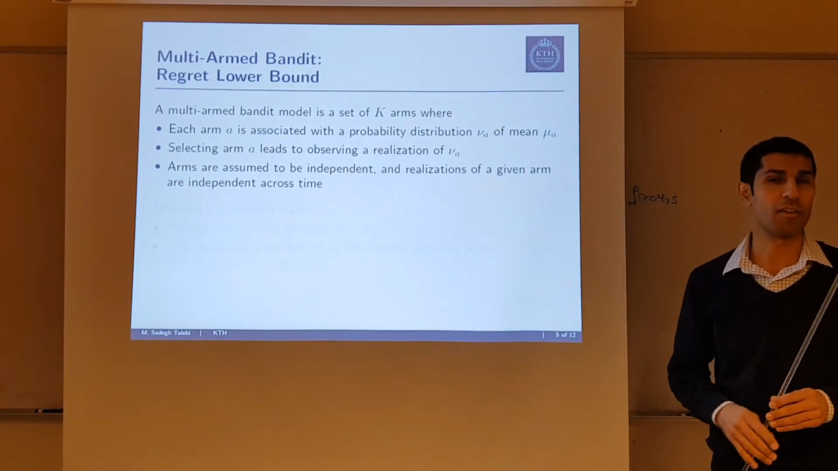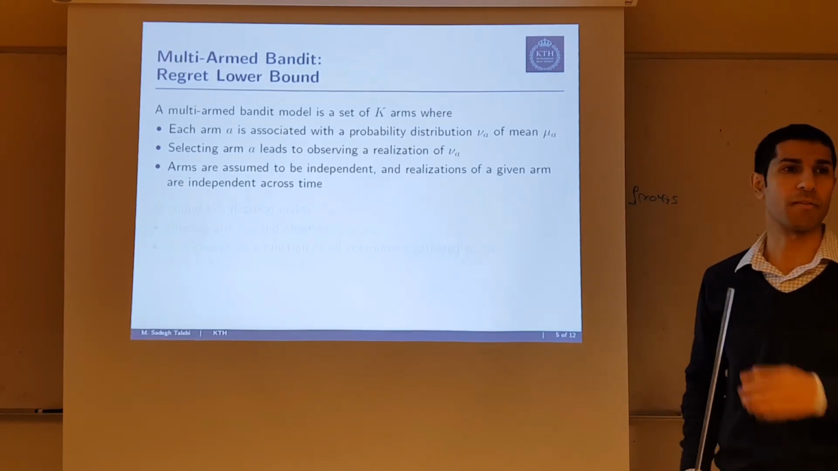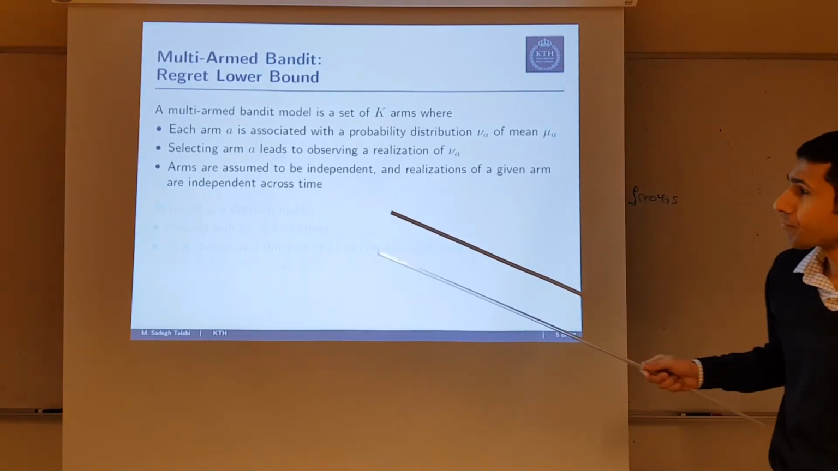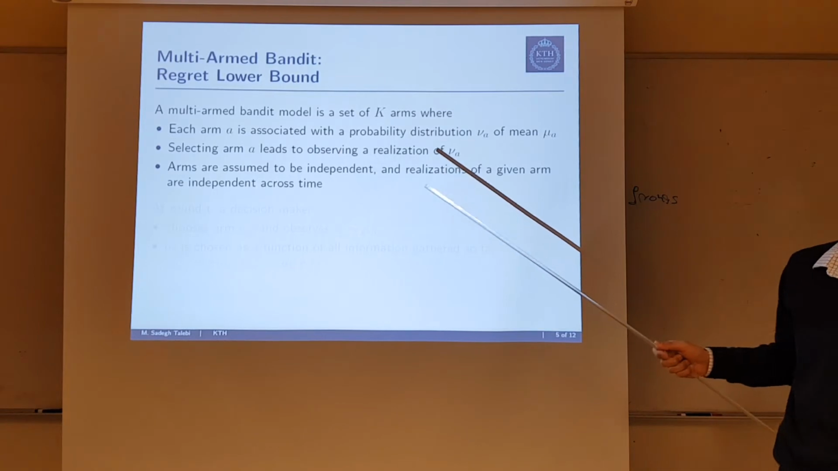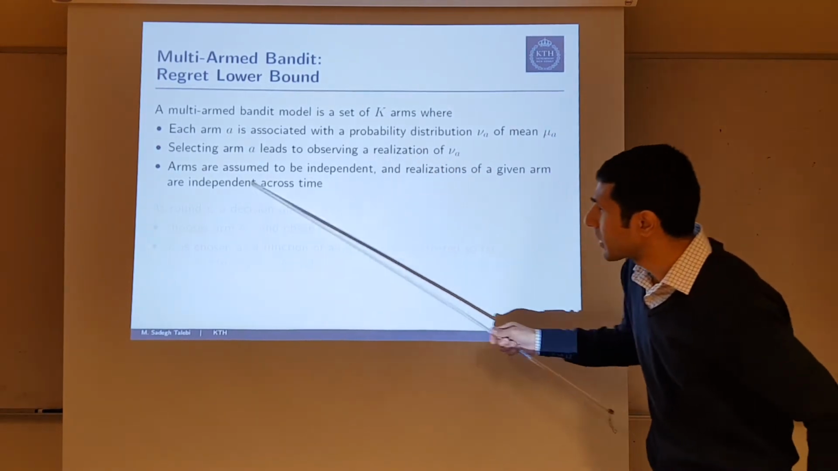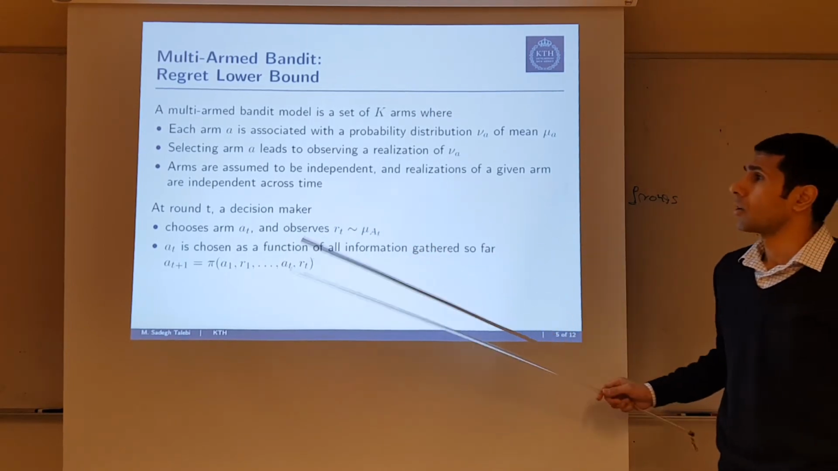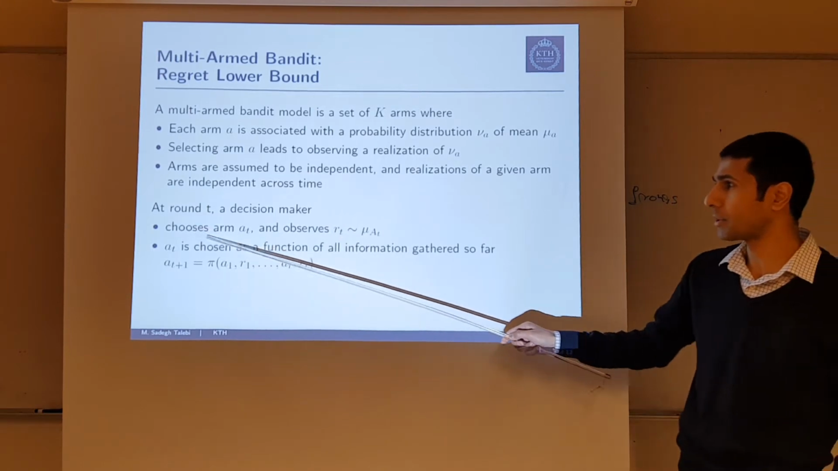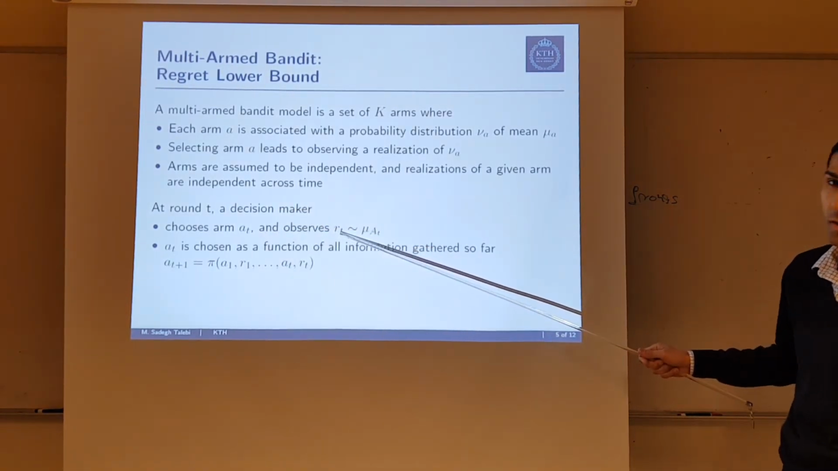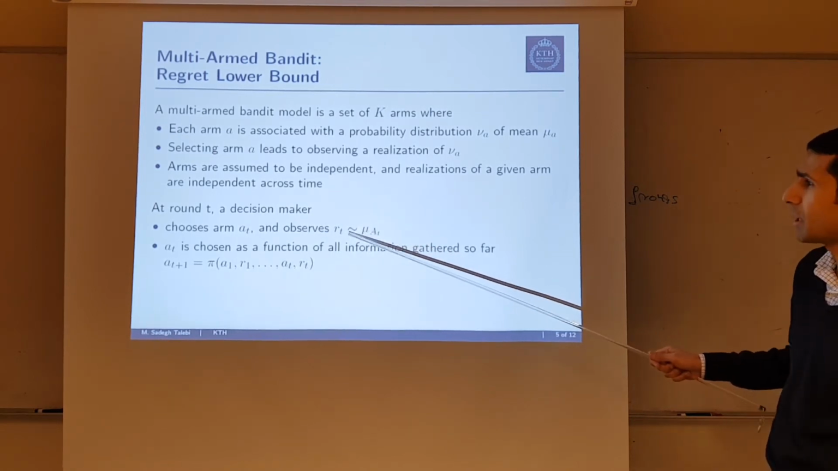There is no notion of state, or just the state space in this problem is a singleton. So you need not worry about transiting to a different state. There is just the notion of action, or what we call here an arm. In the classical setting, arms are assumed to be independent. Moreover, the realizations of various samples from a given arm are independent across time as well. This first assumption can be relaxed, but for the moment, let's keep it. So at round t, a decision maker chooses an arm A of t, and after playing this arm, she observes a random reward R of t, which is drawn from a distribution nu A of t. This is a mistake here: this is nu A of t, but the mean of this would be mu A of t.